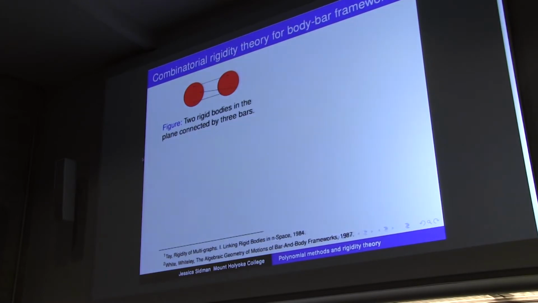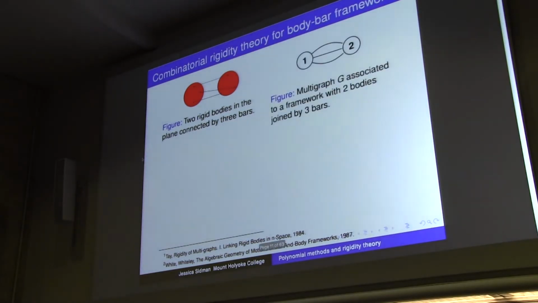So what do we do in the combinatorial theory? Given such a framework, what kind of mathematical object do we associate to it? Well, so instead of a graph, as David said, we're going to associate a multigraph to it. So there's going to be one vertex for each rigid body and one edge for each bar.